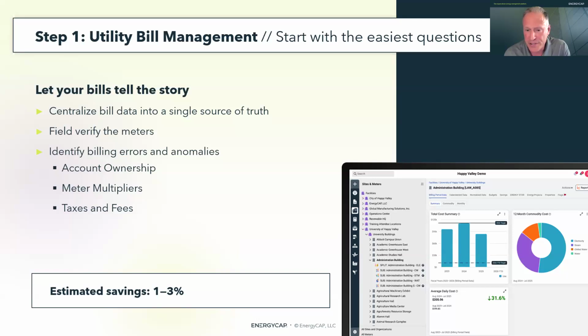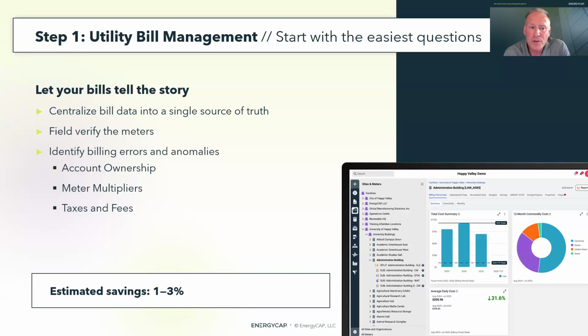Just by going through this process, what we find is our clients will save anywhere between 1% to 3% on their utilities. You might say, Tom, why? Why does that create change? Well, it's kind of ironic. Again, I've seen this hundreds and hundreds of times around the country: there are all sorts of mistakes that are made with utility bills.